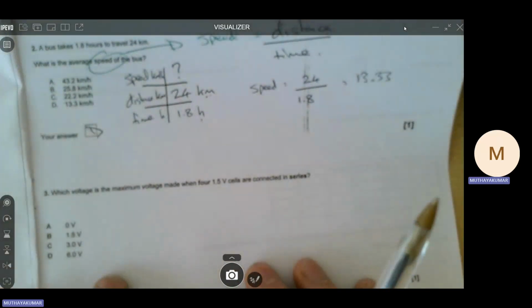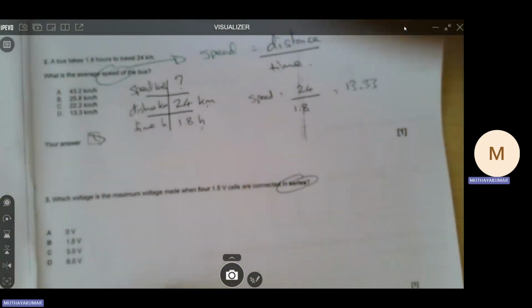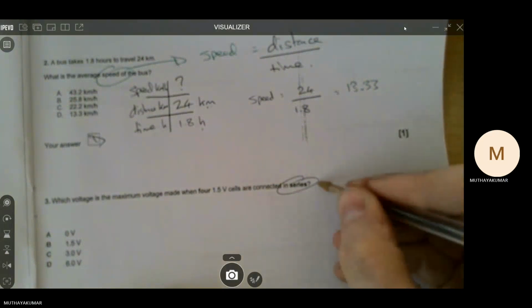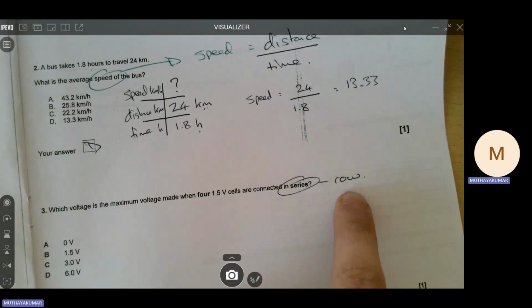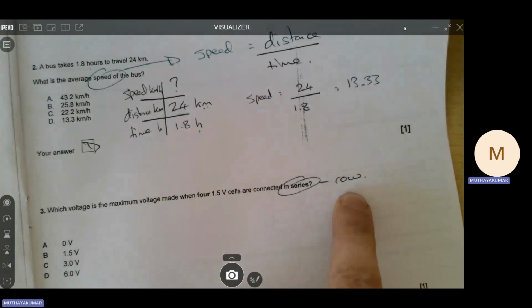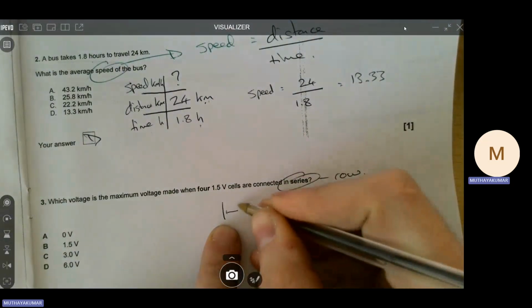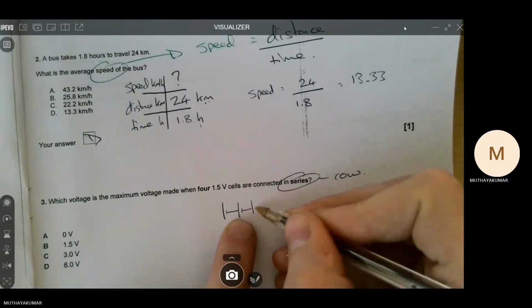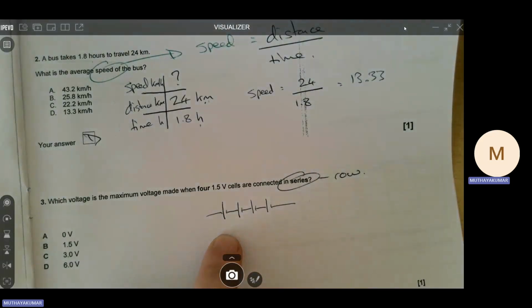Okay, question 3. It says, which voltage is the maximum voltage made when 4 1.5 cells are connected in series? Series means in a row. If you were watching a series on TV, you'd watch episode 1, episode 2, episode 3, all in a row. So what this means is we're going to get our first cell, we're going to connect it in a row with the second one, in a row with the third one, in a row with the fourth one, like this, all in the same direction.